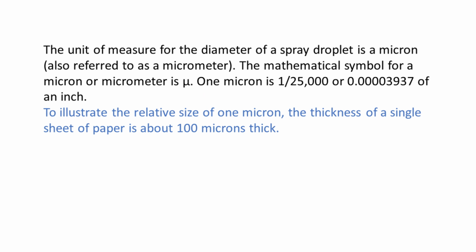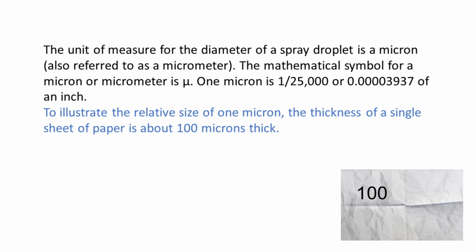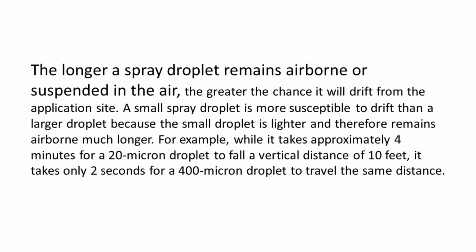1 micron is 1/25,000th, or 0.00003937, of an inch. To illustrate the relative size of 1 micron, the thickness of a single sheet of paper is about 100 microns thick. The longer a spray droplet remains airborne or suspended in the air, the greater the chance it will drift from the application site. A small spray droplet is more susceptible to drift than a larger droplet because the small droplet is lighter and therefore remains airborne much longer.